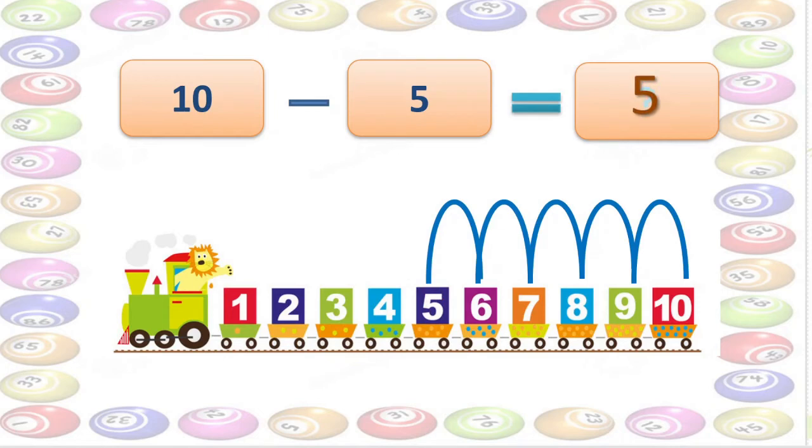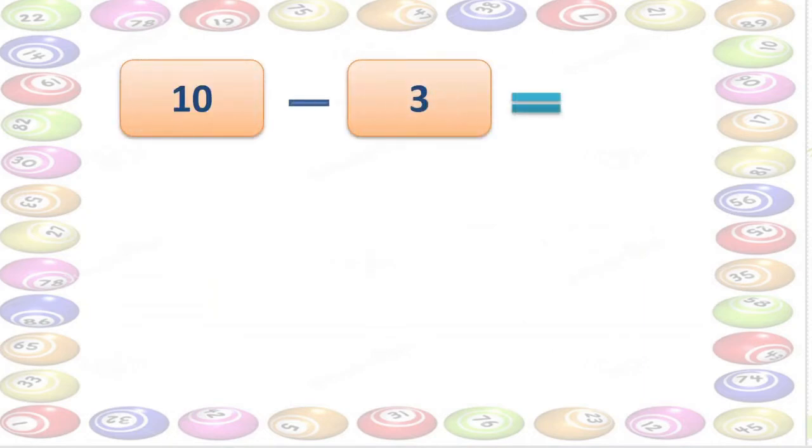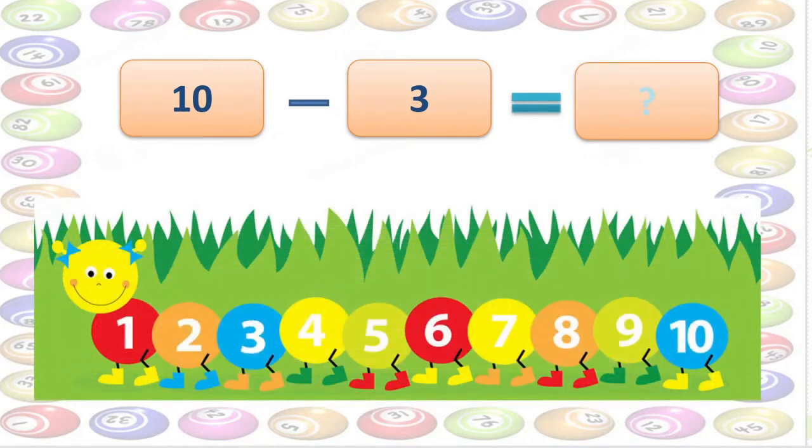Okay, got this? Now next one. 10 minus 3 is equal to how much? What we will do? Yes, from 10 we will go back 3 numbers. 1 number, 2 number, 3 number. What we got? Yes, 7. So 7 is our answer. This method is called counting backward.